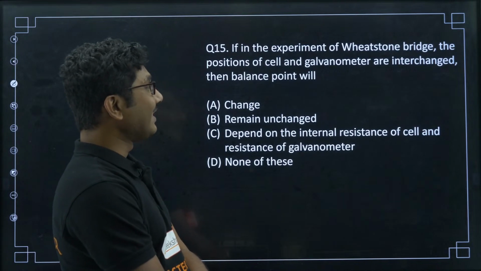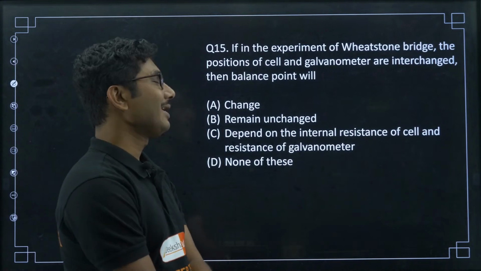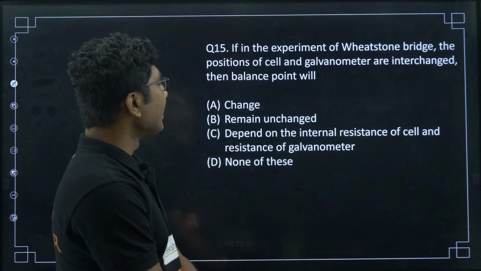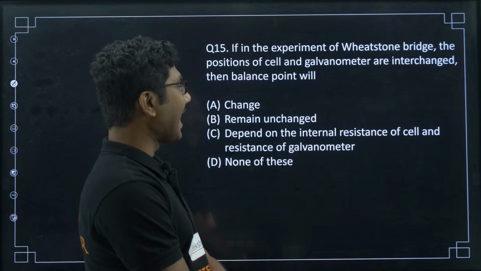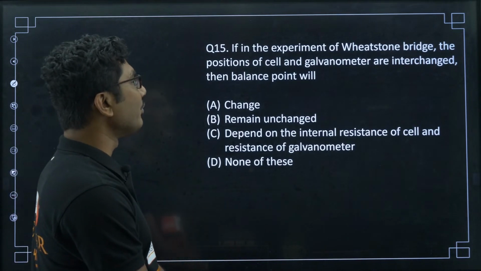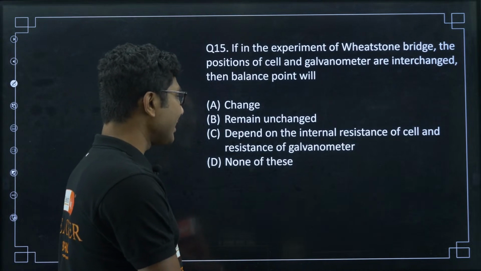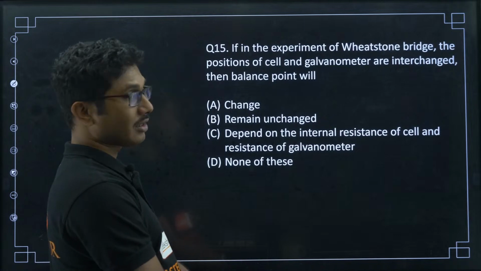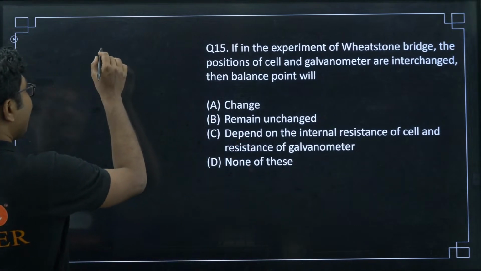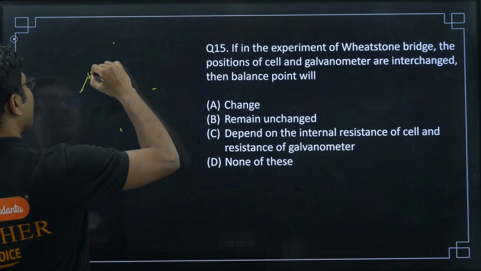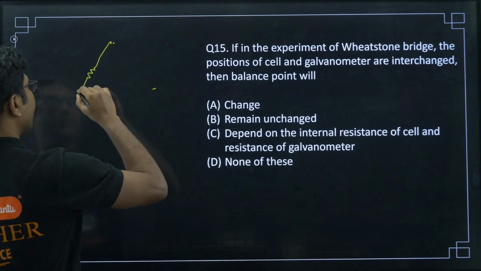Now this is a very interesting question. In the experiment of Wheatstone bridge, the positions of cell and the galvanometer are interchanged. Then the balance point will change, remain unchanged, depend on internal resistance of the cell and the resistance of the galvanometer, or none of this. Very interesting question, a higher order thinking skill question.